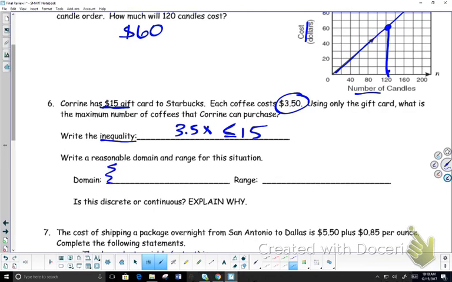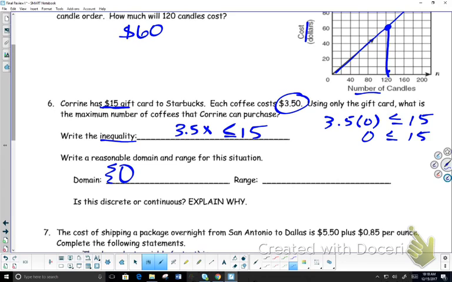So let's take it one at a time. If I buy no coffee, okay, 0 coffee, that means 3.5 times 0 is less than or equal to 15, correct? 0 is less than or equal to 15. How much do I still have on my card?